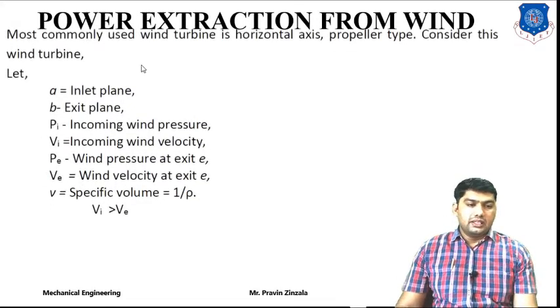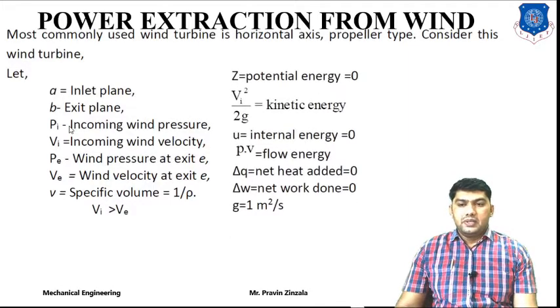Generally terms used in incoming wind pressure, Vi is equal to incoming wind velocity, P is equal to wind pressure at exit, V is greater than V, because Vi is equal to incoming side and V is equal to exit side.